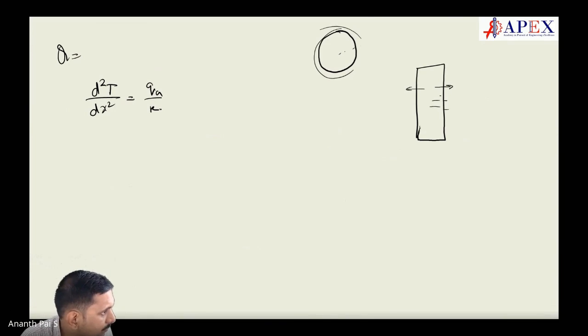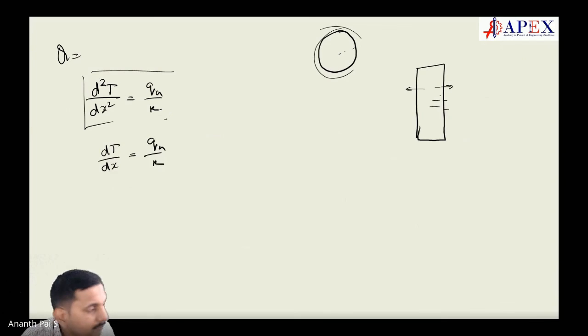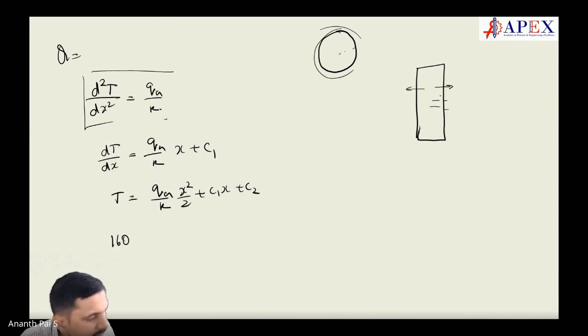Correct. How did you solve others? You did the same? Huh? 5 mm is correct answer. You solved in this fashion? What did you do? This you did? Okay, that's fine. Okay. So what happens? dT by dx is equal to minus qg by k into x plus c1. And T is equal to minus qg by k into x square by 2 plus c1x plus c2. Now apply 160 on one side and the other one. You get c1 and c2. Apply this back here. Say when dT by dx is equal to 0, that is a position of maximum. Then apply it back and get the maximum. Easy question, this is.